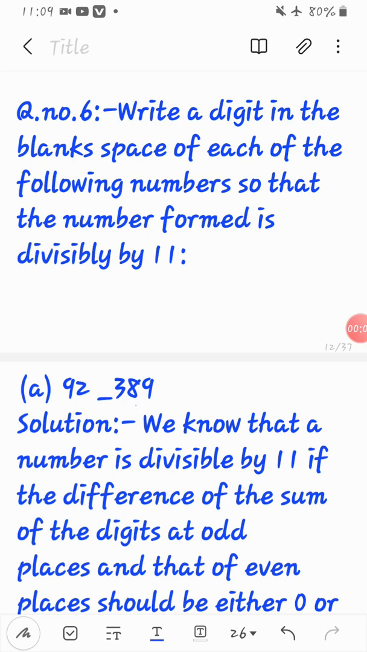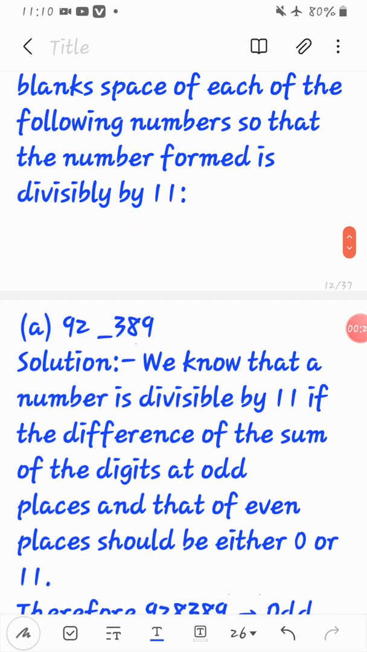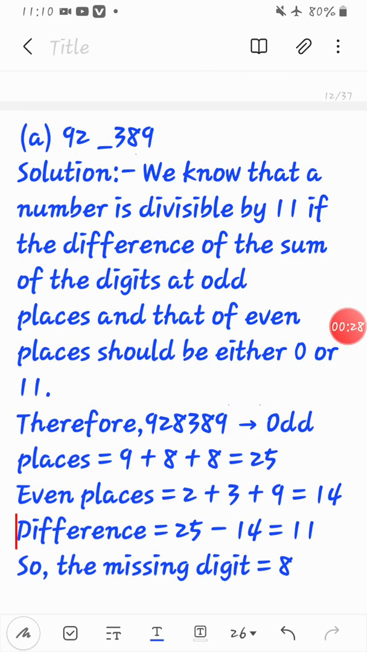So here the first question is given: 9 2, then the blank space, then 3 8 9. So we have to remember the rule of 11 now. We know that a number is divisible by 11 if the difference of the sum of the digits at the odd places and that of the even places is either 0 or 11. Since the blank space is in an odd place, the third one, at first let us add the even places: 2, 3, 9. So we are getting 14.